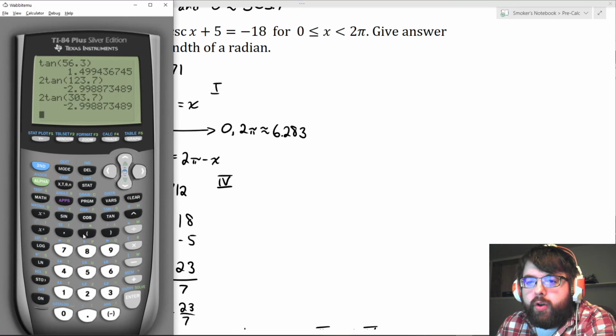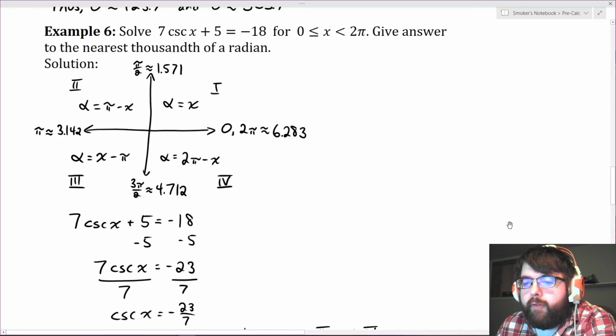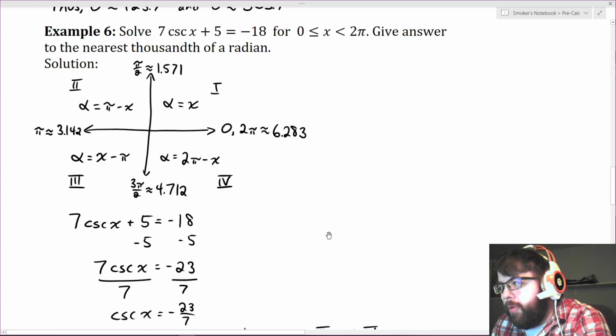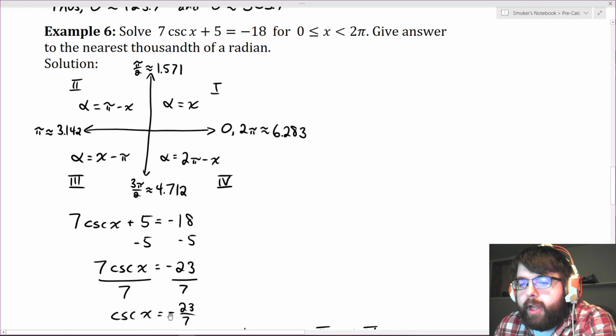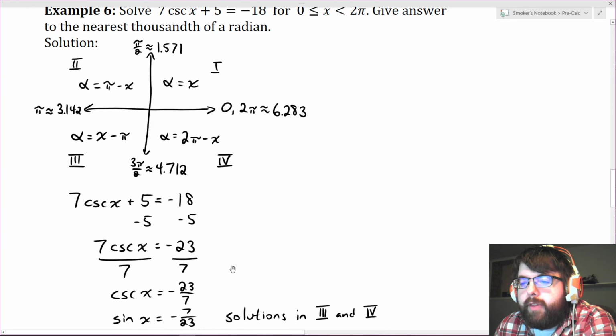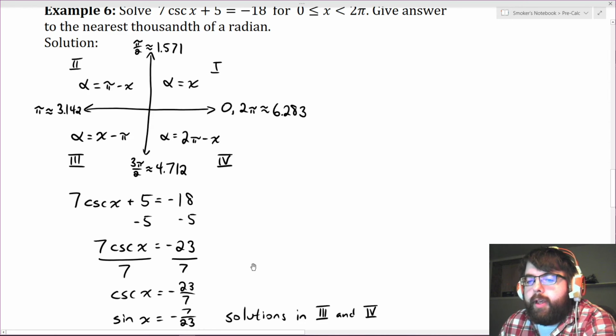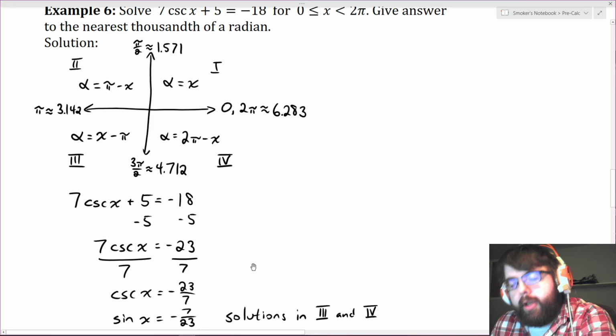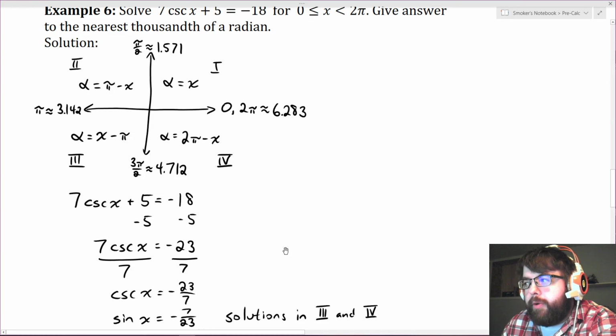And on your graphing calculator, you don't have cosecant. You only have sine, cosine, and tangent, and their inverses. And that's because it's pretty easy to go from that cosecant to its partner, which is that cosecant is the reciprocal of sine. So cosecant of x is equal to negative 23 over 7. Sine of x will be equal to negative 7/23. So just change it to sine and flip the other side. Cosecant and sine are reciprocals of each other. Secant and cosine are reciprocals of each other. Tangent and cotangent are reciprocals of each other.